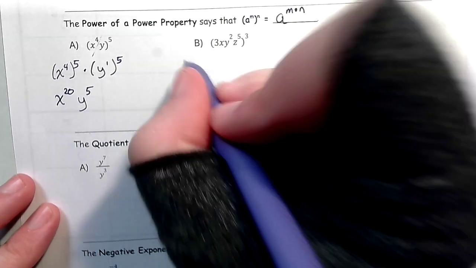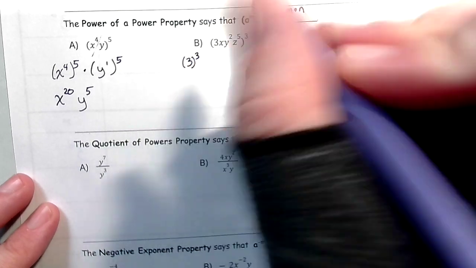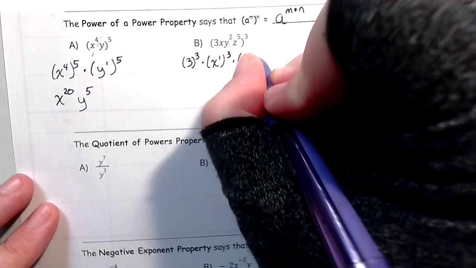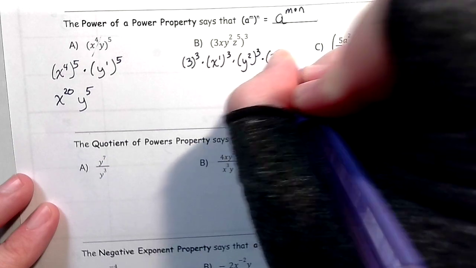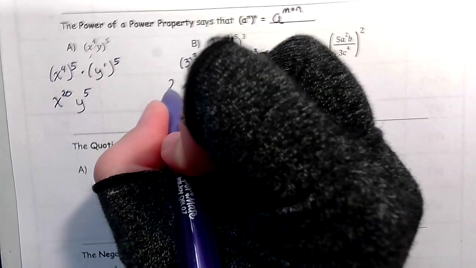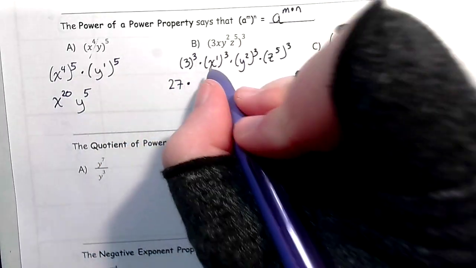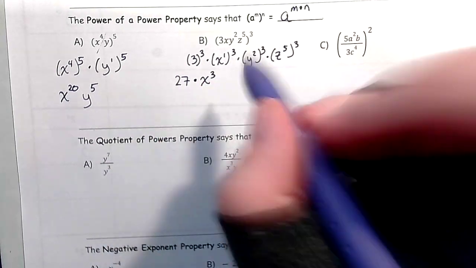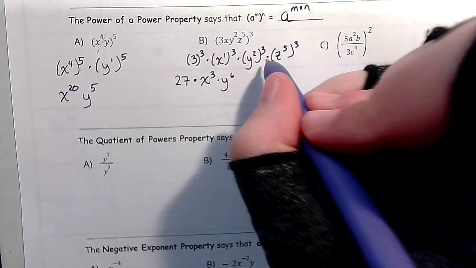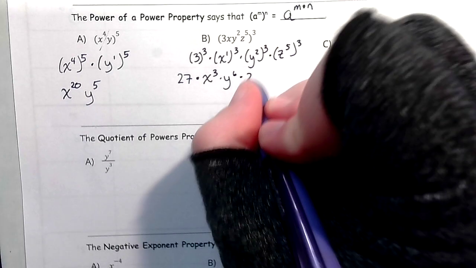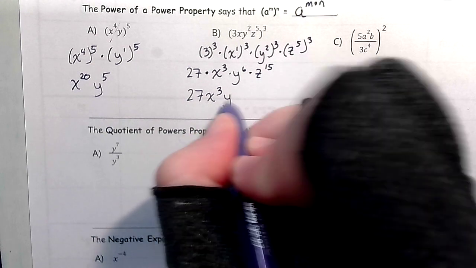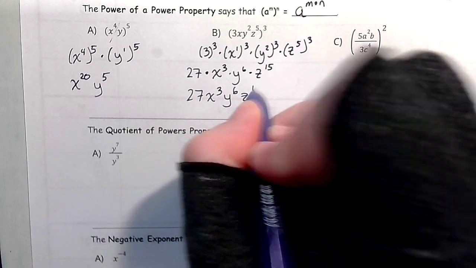Here we have, let's see, 3 to the third times x to the first to the third times y to the second to the third times z to the fifth to the third. So 3 to the third, that's just 3 times 3 times 3, 27. X to the first to the third, x to the third. Y to the second to the third gets us y to the sixth. And z to the fifth to the third gets us z to the 15th. So altogether, 27x cubed, or to the third, y to the sixth, z to the 15th.